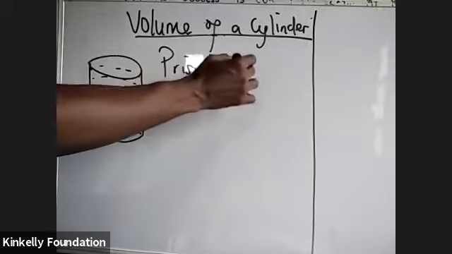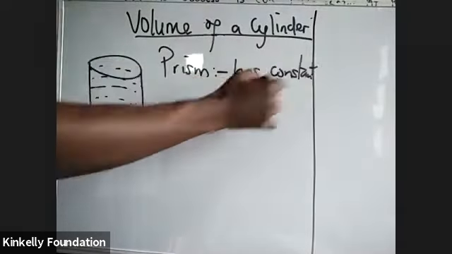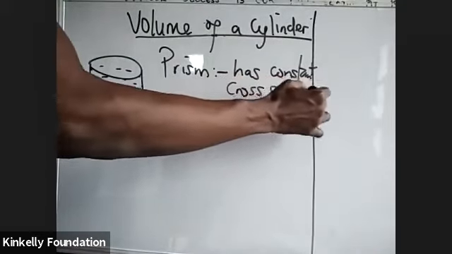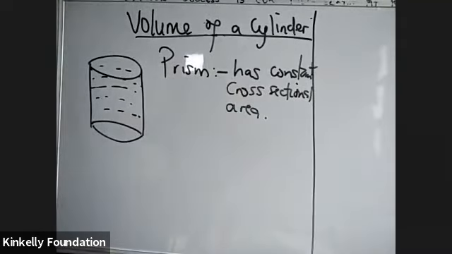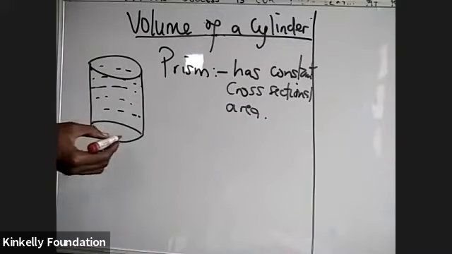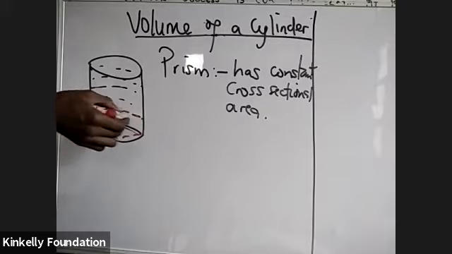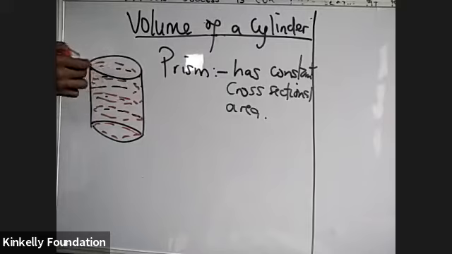A prism has a constant cross-sectional area. What do you mean by that? Constant cross-sectional area. If you take the area here, it is circular. If you go to the middle, it's circular. If you go here, it's circular. The same shape. That is what a prism has.